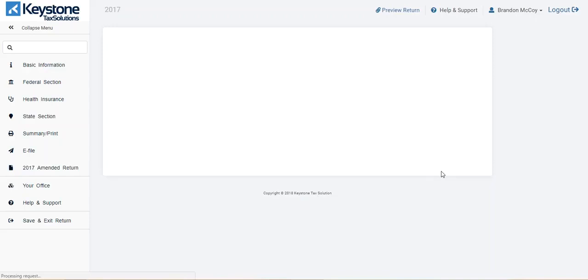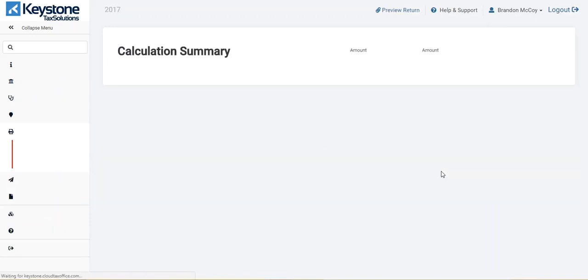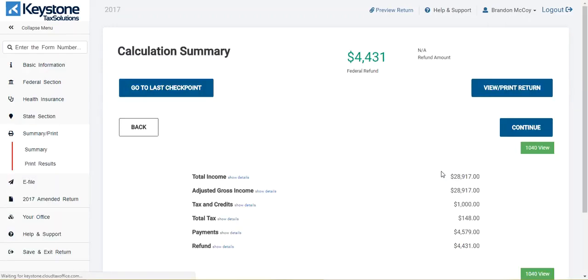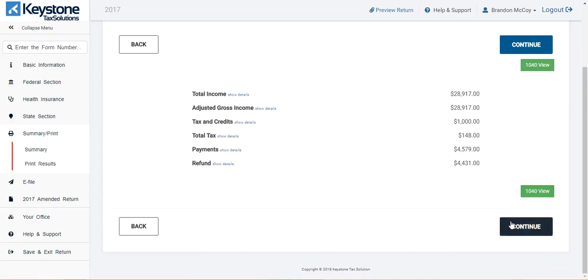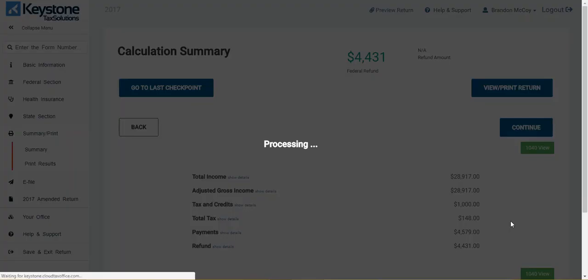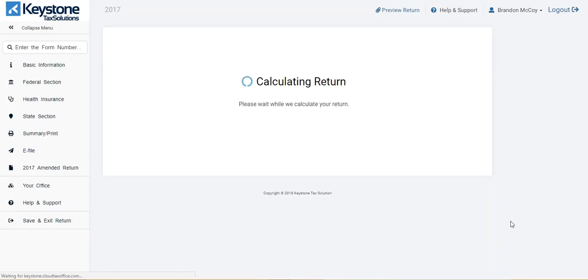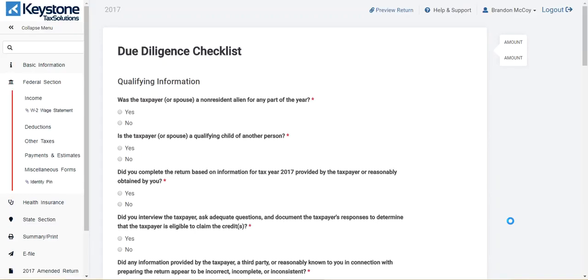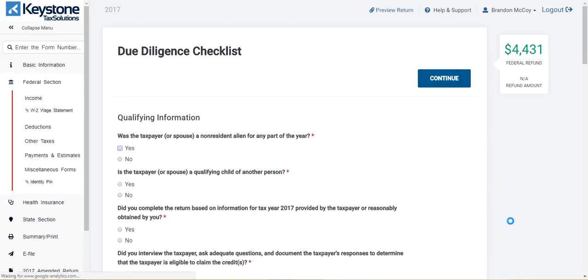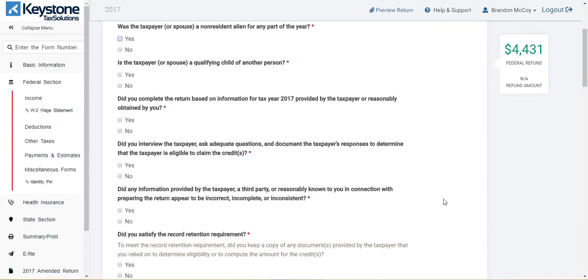It's going to summarize the return and break down the AGI. And we're just going to click to continue. This is your due diligence checklist, basically your 8867 form. So we're going to go through these questions.